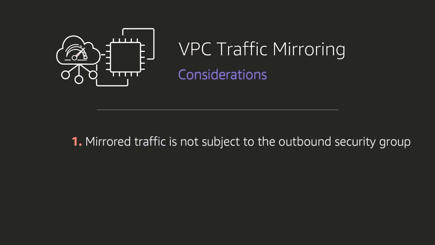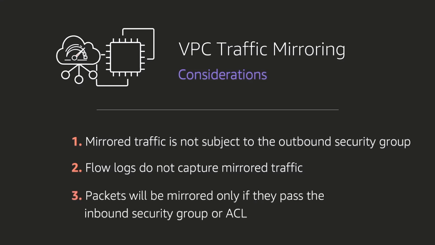So a couple of quick considerations with traffic mirroring. Mirrored traffic isn't subject to the outbound security group. So when you apply a security group to an instance, it doesn't actually apply to the mirrored traffic. And also flow logs won't capture mirrored traffic. Mirrored traffic is considered outside of that normal flow in and out of the VPC. It's part of the traffic mirroring service, so you won't see that in flow logs. And packets will only get mirrored if they pass the inbound security group or ACL. So if the packet doesn't make it to the instance, we're not going to mirror the packet.